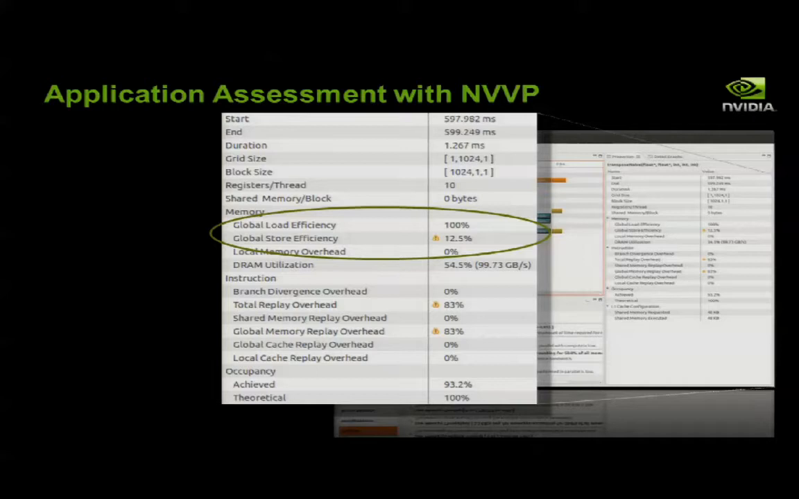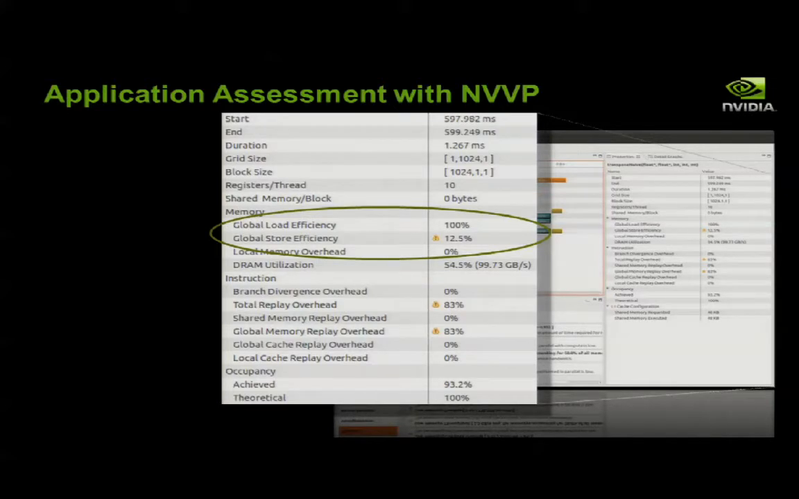But here is the cool one. It also tells us how efficiently we load memory into the streaming multiprocessors, or how efficiently we write it. It has this beautiful exclamation mark telling us, hey, there is something wrong here.